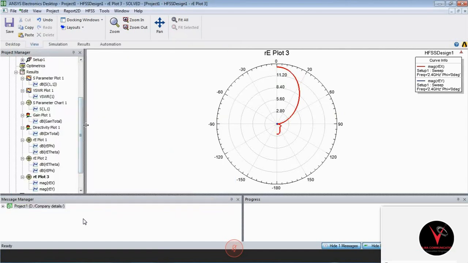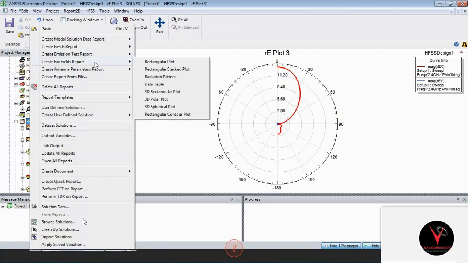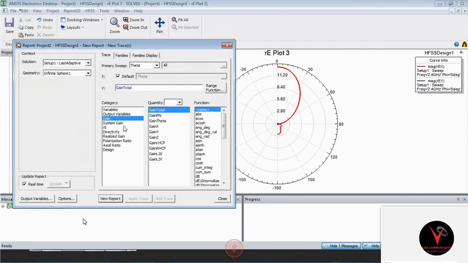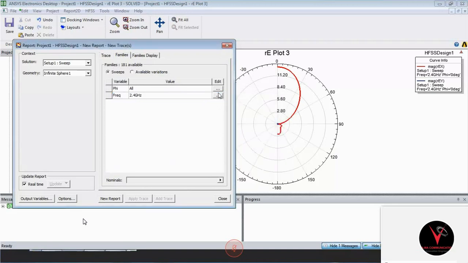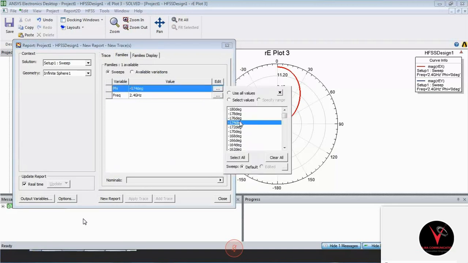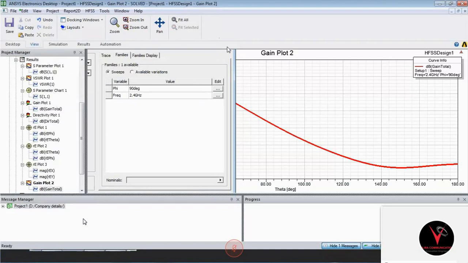And again, one more person asked about 2D frequency. So go and select far field, rectangle here, and total gain is the EB. Here our frequency is 2.45, so selecting 2.45. Our antenna feed position is 90 degree, so I'm selecting 90 degree. Give a report, and so we got this.